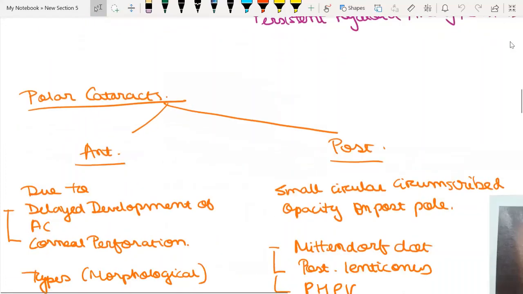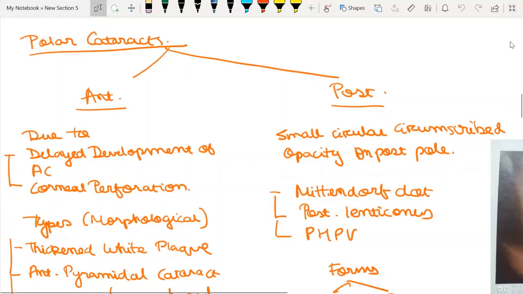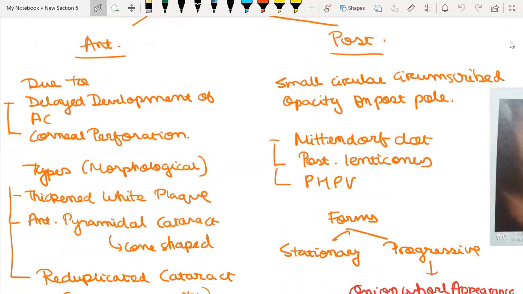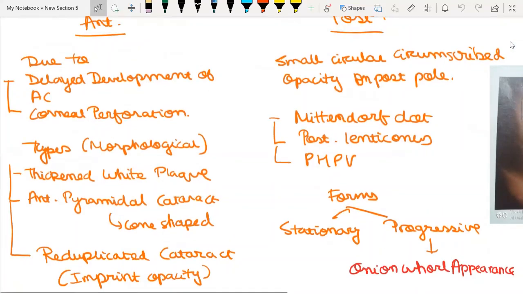The second type we are going to discuss is the polar cataracts. We saw that the lens has an anterior pole and a posterior pole, so there will be an anterior polar cataract and a posterior polar cataract. Anterior polar cataract is mainly due to delayed development of the anterior chamber or corneal perforation. The morphological types include thickened white plaque, anterior pyramidal cataract, which is a cone-shaped cataract, and a reduplicated type of cataract, which shows the imprint opacity.